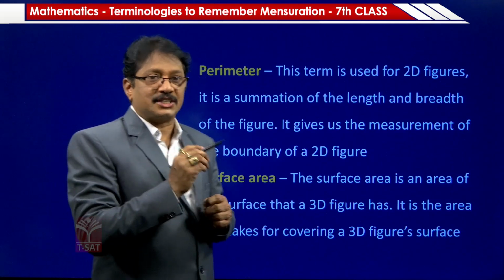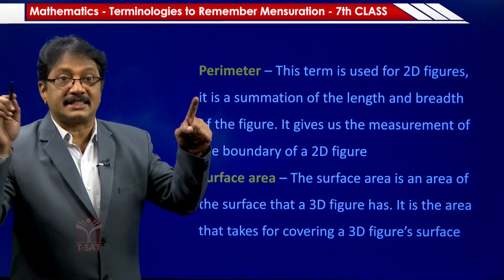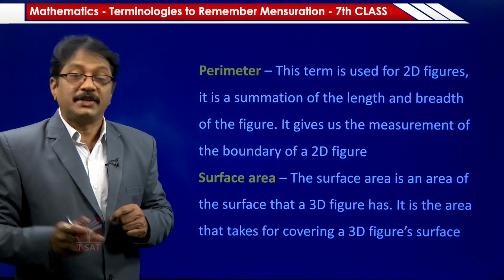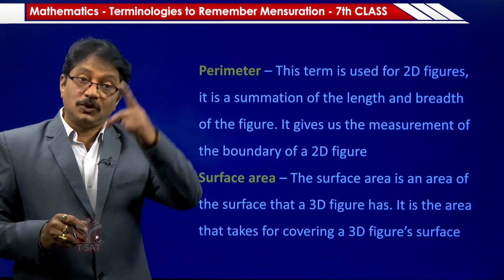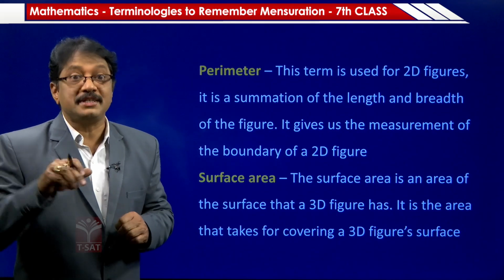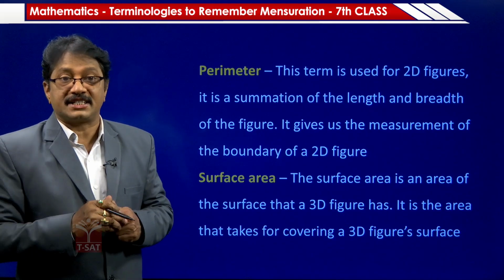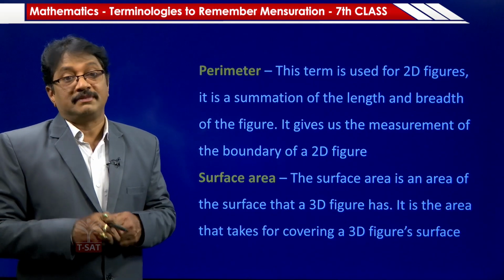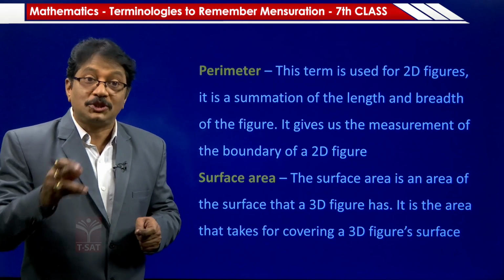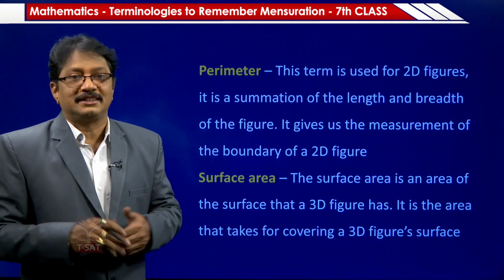A square, when you take a square, you have 4 sides. So the sum of 4 sides is the perimeter of the square. When you take a rectangle, you have 2 lengths and 2 breadths. So the sum of 2 lengths and 2 breadths is the perimeter. If you take a triangle, it has 3 sides. The sum of these 3 sides will be the perimeter. If you take a circle, what is the perimeter? The total length of the curved path, that is the circumference, will be the perimeter.